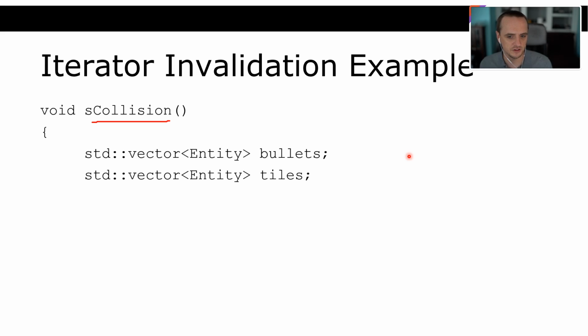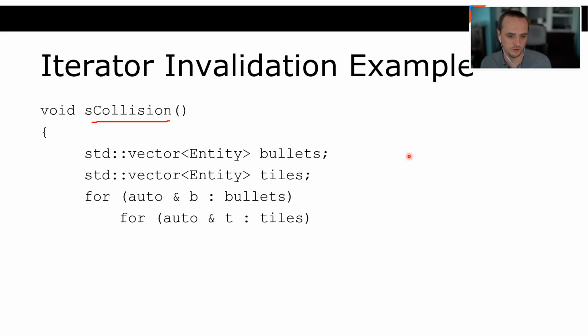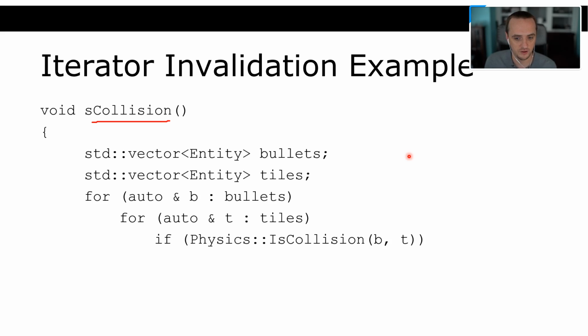Maybe we also have a vector of entities, which are the tiles. And then let's say, for example, we iterate over all the bullets. We iterate over all the tiles. If there's a collision between the bullet and the tile, we want to erase the bullet, right? Because as the bullet's traveling, it hits the tile, and then we want the bullet sprite to disappear.